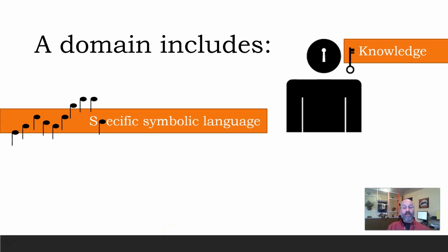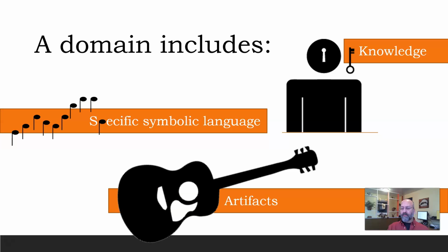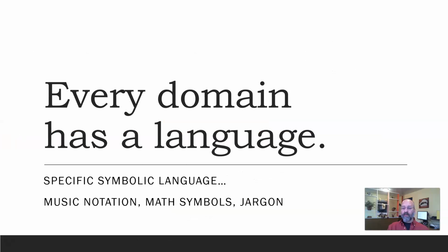There is always a specific symbolic language involved with a domain, and I'll explain a little bit more about that in a moment. And there are the artifacts of any domain. So it's the physical resources of that domain. Every domain has a language, and what I mean by that is not English. I'm not talking about English words, because those same English words will mean two different things in two different domains.